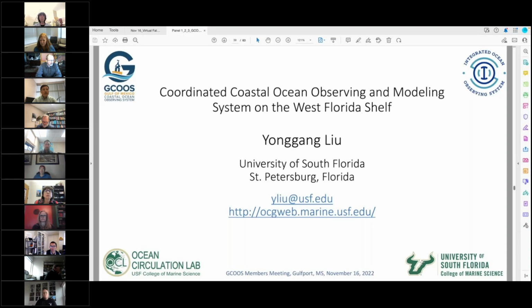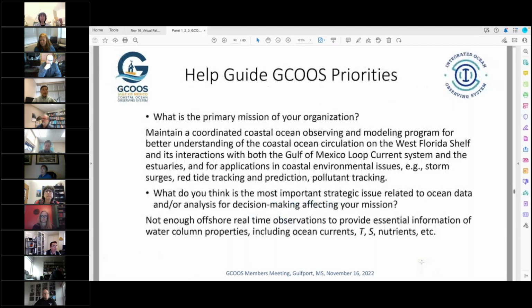But the work I've done within this lab is an accumulation of more than 20 years of sustained work, coordinated ocean observing and modeling on the Western Shelf. We maintain coordinated ocean observing and modeling components for the Western Shelf, to try to better understand the ocean circulation and the variation on different time scales.